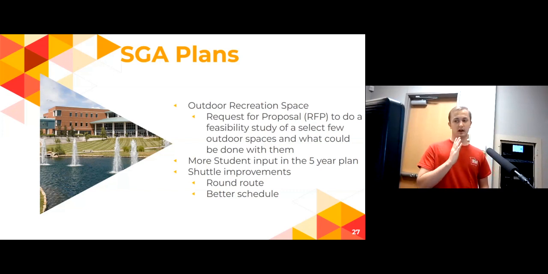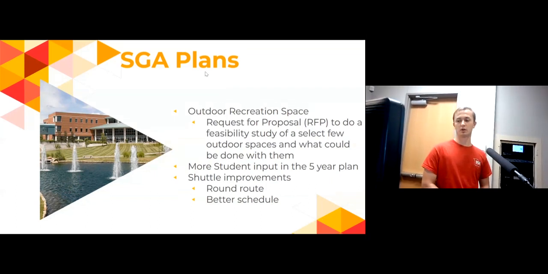Shuttle improvements. The shuttle at the moment works in a straight line. It goes all the way to one point and then drives the exact way back. I think that is very inefficient, and I also don't like the way the route is. It doesn't cover all of the campus. I think that could be better. I would also like a better schedule, so people know exactly when the shuttle is going to be where and you don't have to rely on an app to track the shuttle.